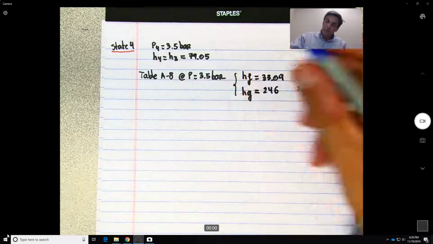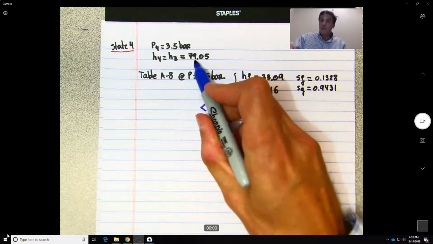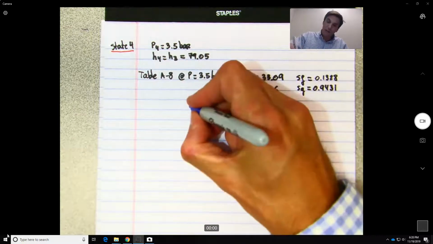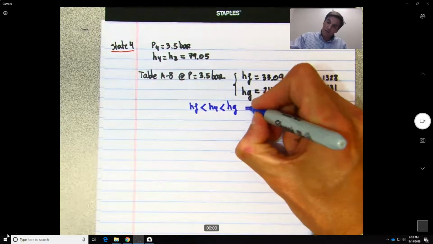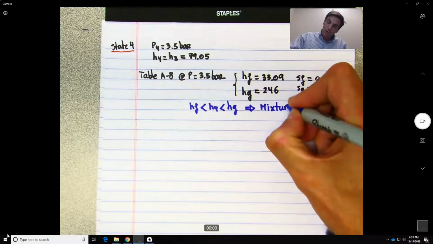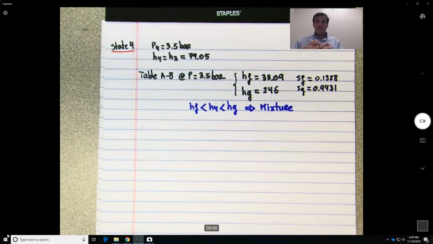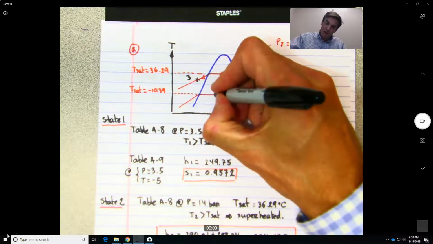We see that H4, which is 79.05, is between H fluid and H gas. So what does that mean? It means that at state 4, the substance is a mixture. So we come to this figure. 4, let's say, will be somewhere over here.